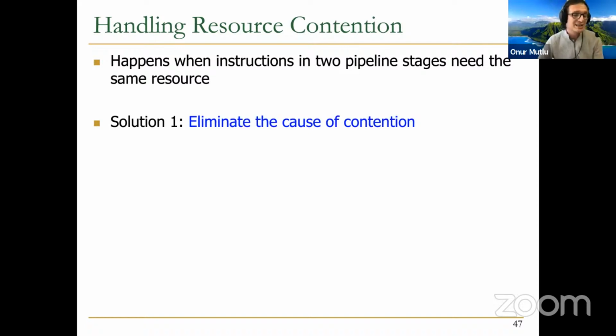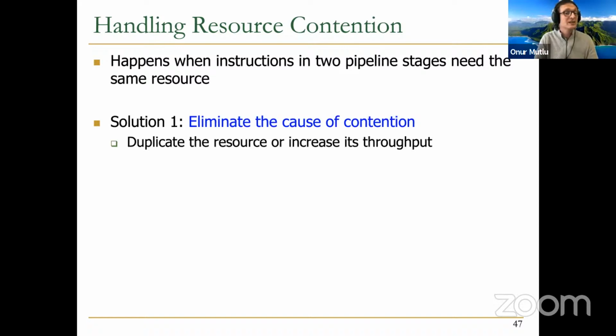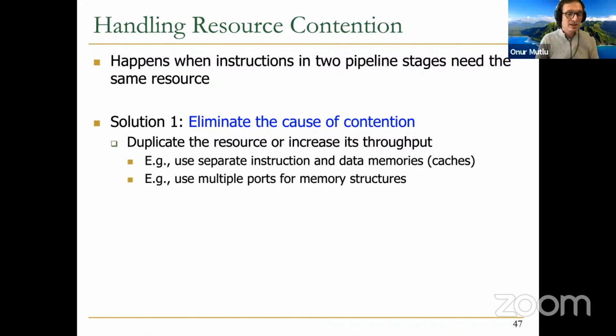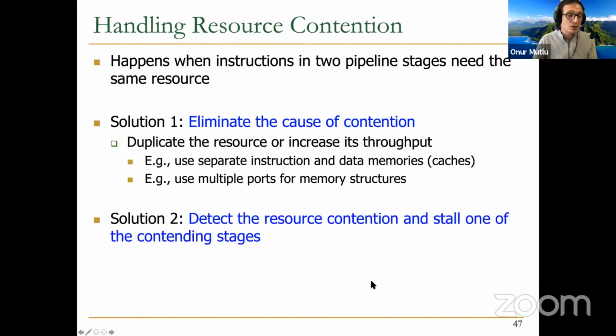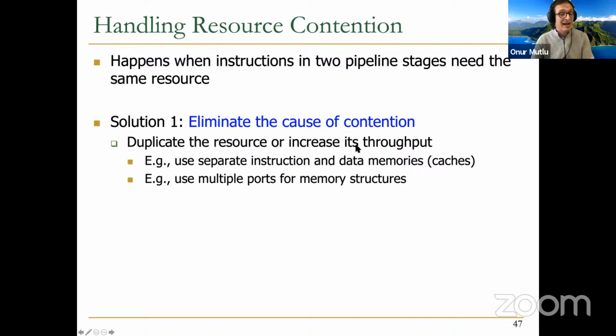So solution 1 is to eliminate the cause of contention: duplicate the resource, or increase its throughput, just like we did with the dryer. We can, for example, use separate instruction and data memories, which we have done. We're going to see the concept of caches. Caches are essentially memories. Or you can use multiple ports for memory structures. We also kind of do it with the register files: we have 2 read ports and 1 write port to the register file. Well, we did talk about that a long time ago, but we don't talk about it anymore.